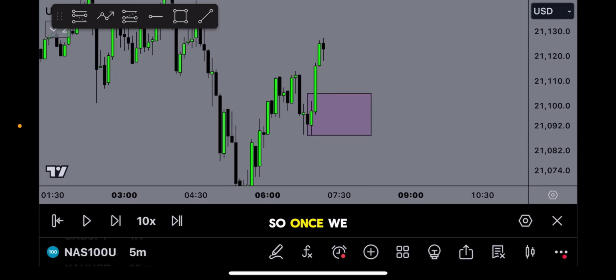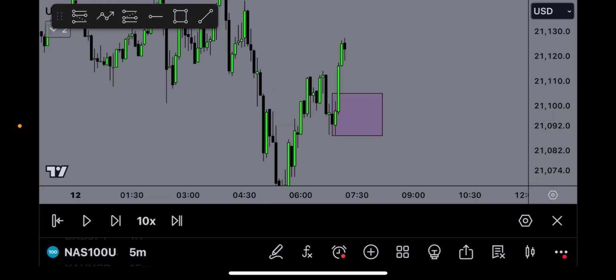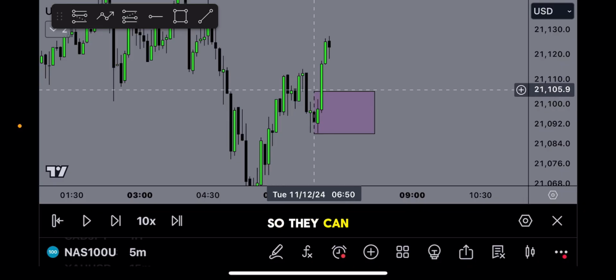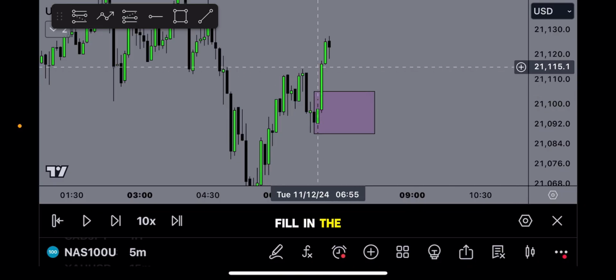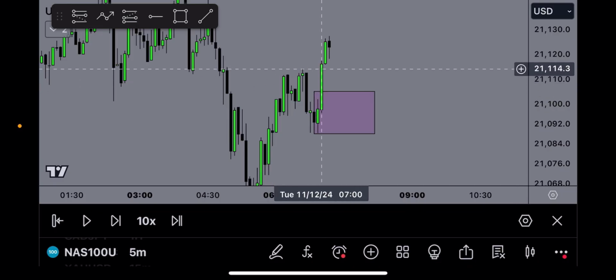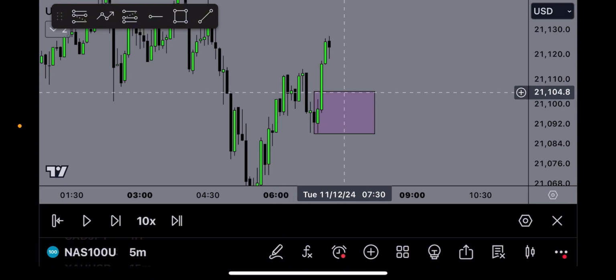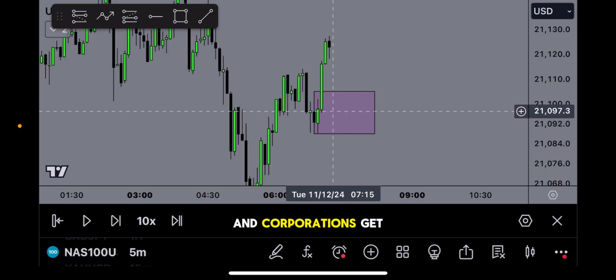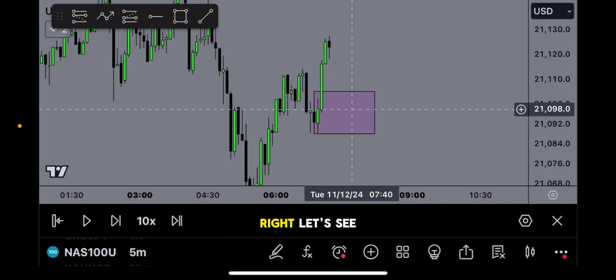So once we identify our zone, what are we going to do? We're going to wait for big money to push price back down to the zone so they can fill in the gap, fill in the unfilled orders, clear the gap, push price back to the zone, and let other investors or other banks, hedge funds, and corporations get in so they can continue riding the wave, right? Let's see what happens.